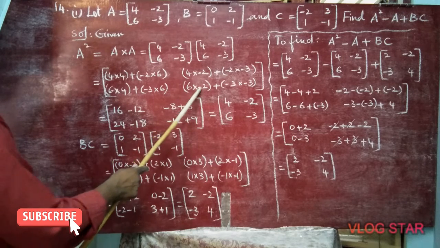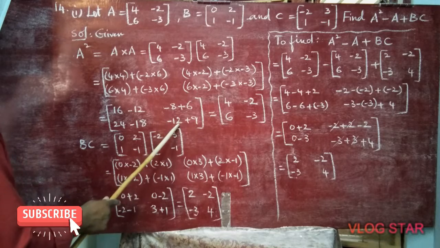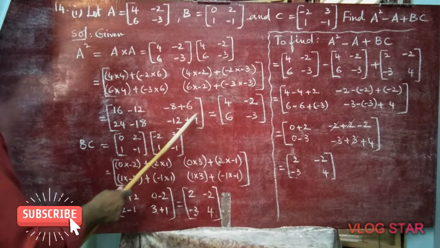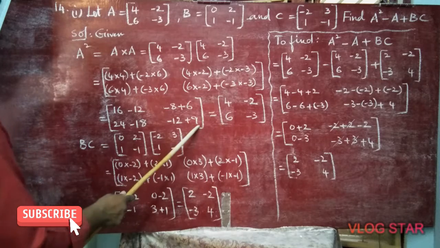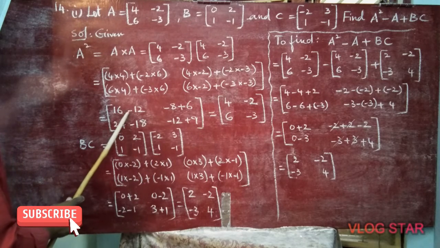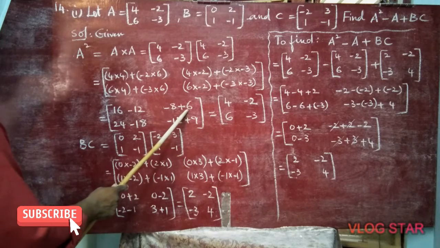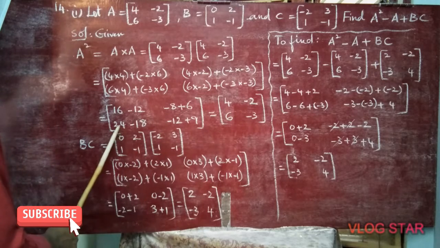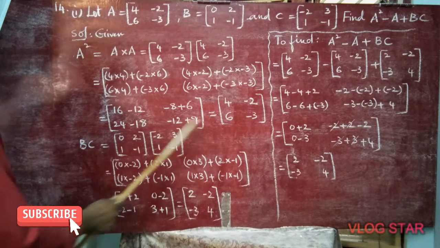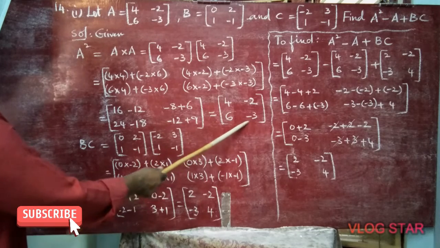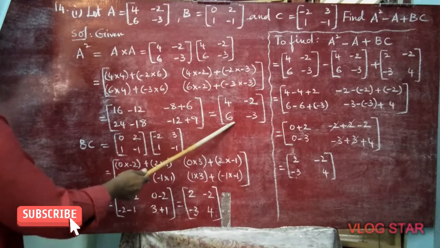Next, plus into minus, minus 6 2s are 12. Minus into minus, plus. Plus into plus, again plus. 3 3s are 9. Now simplifying. 16 minus 12 is 4. Minus 8 plus 6 is minus 2. 24 minus 18 is 6. Minus 12 plus 9 is minus 3. This is the value of A square.